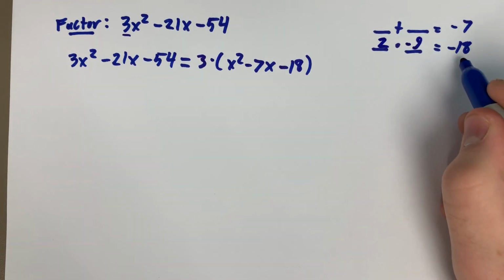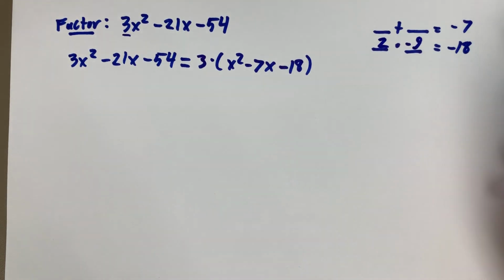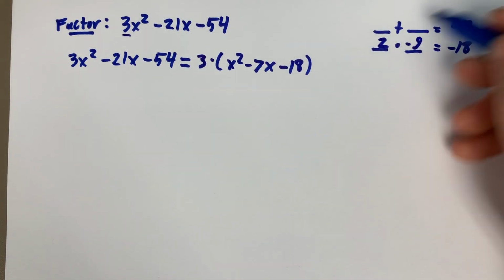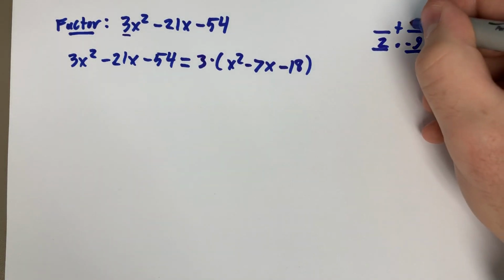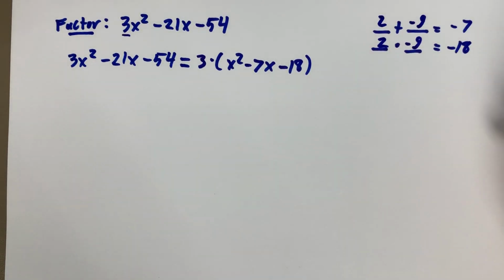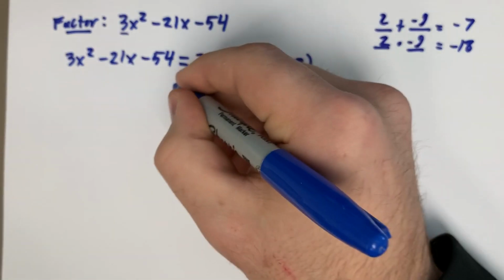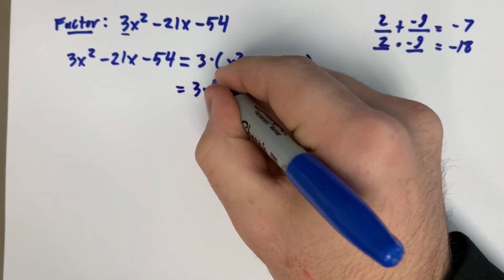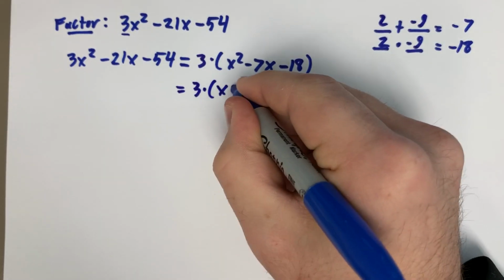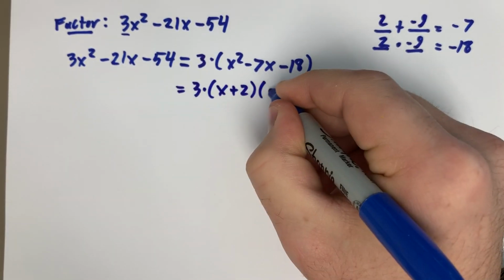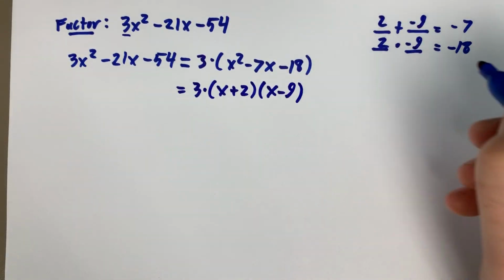So that definitely multiplies to give us minus 18. And now if I were to add these, oh, lo and behold, I actually do get minus 7. So awesome, we already found the numbers that we need in order to factor this. So let's factor it, and we get 3 times the quantity x plus 2 times x minus 9.